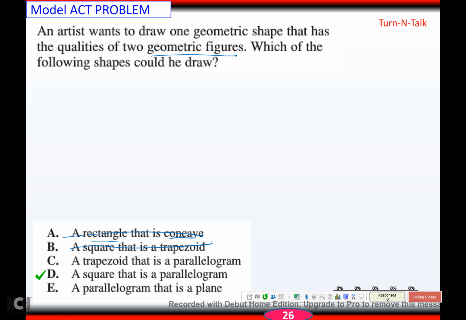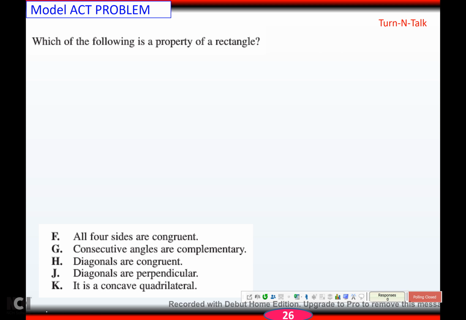A trapezoid that is a parallelogram. Again, that's not possible either. You can't make a trapezoid a parallelogram because a trapezoid has only one pair of parallel sides, and a parallelogram has both opposite sides parallel. A square that is a parallelogram, that is true, because a square has all the characteristics of a parallelogram. And a parallelogram that is a plane: a plane is three non-collinear points, and that's not what we're talking about here. Okay, try this one, hit pause, come back when you're ready.